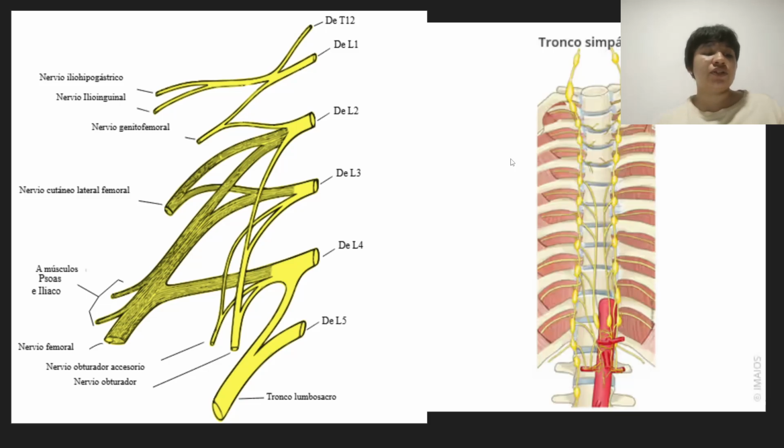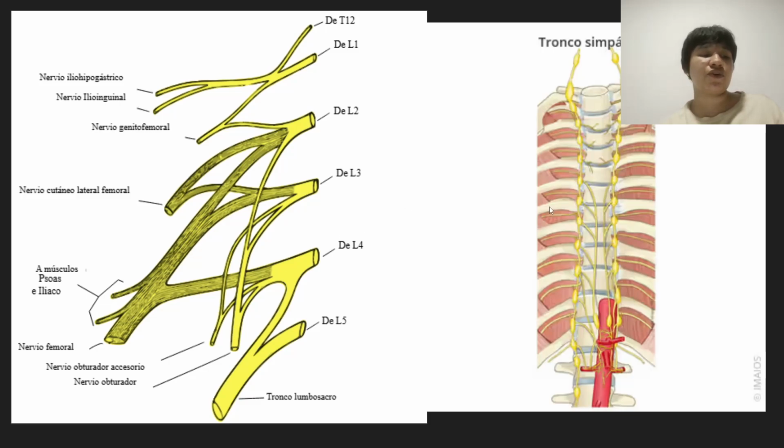Regarding the nerves, those responsible for the motor and sensory supply of the abdominal wall are the lower intercostal nerves from T7 downward. In the posterior region, we find the lumbar plexus, which gives rise to nerves such as the iliohypogastric, ilioinguinal, genitofemoral, femoral, and obturator nerves.